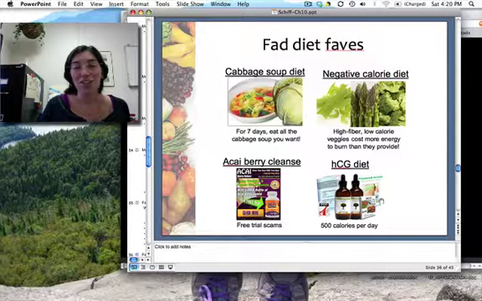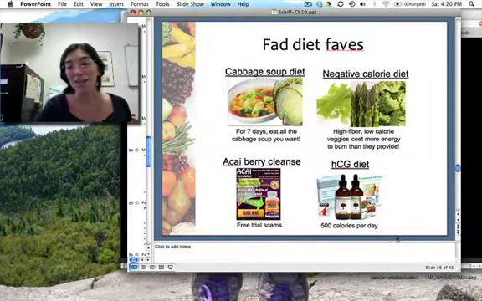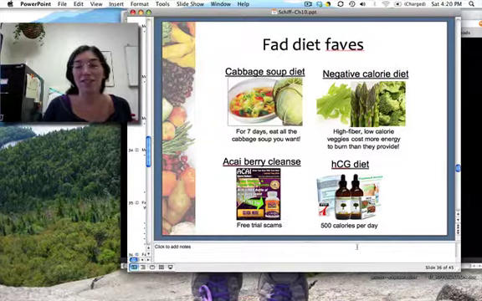The HCG diet, another one that's actually kind of scary. I had a student one semester who was on this diet who introduced me to it, and it disturbed me at the time, and continues to disturb me still.